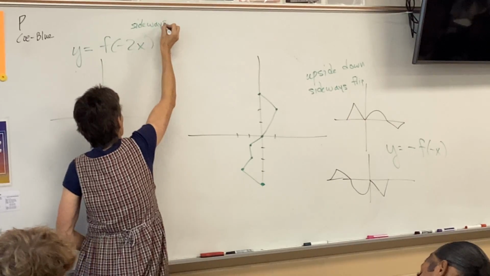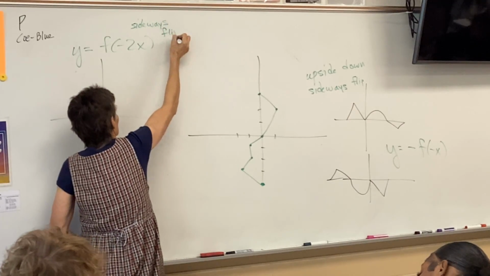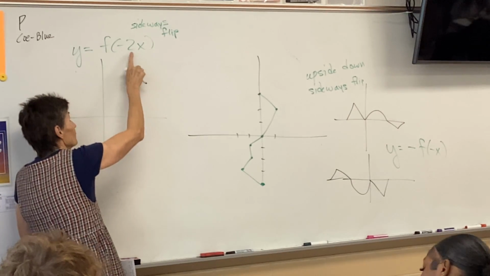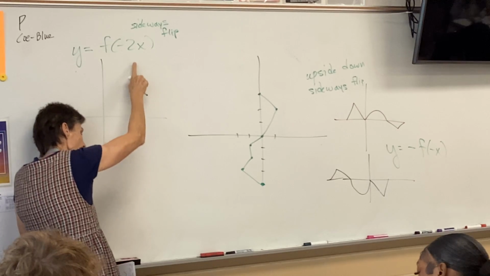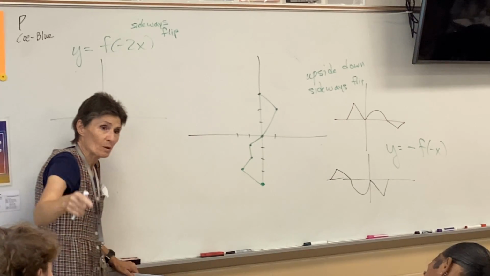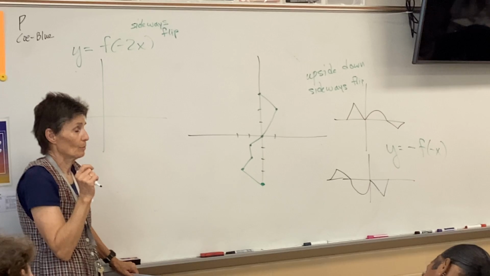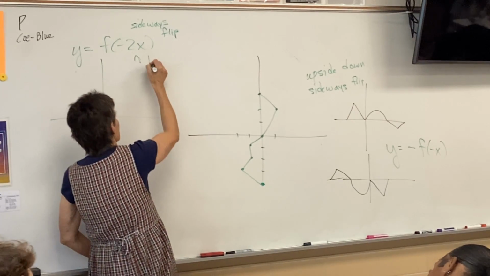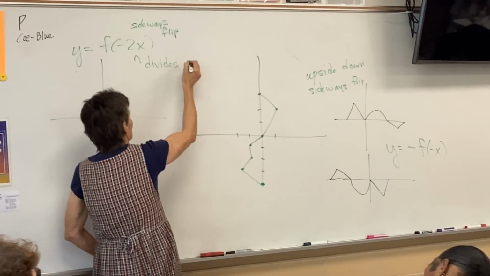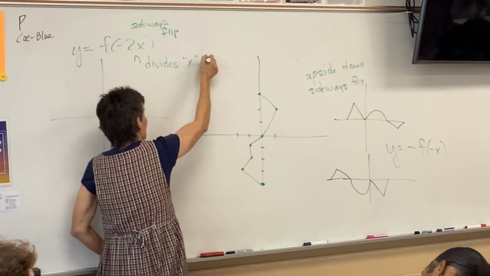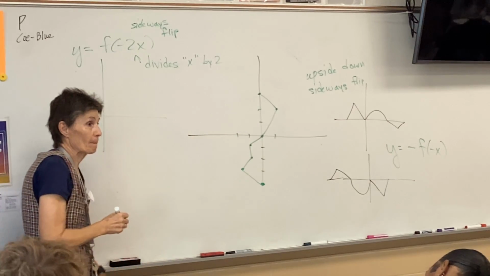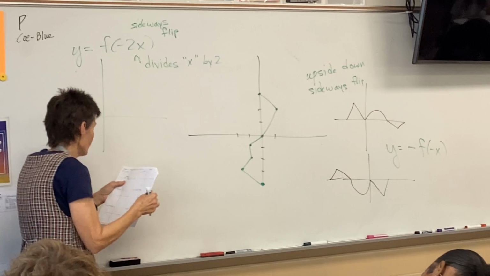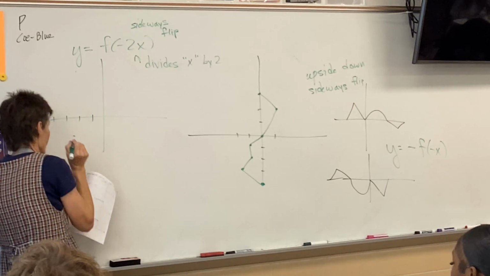And we talked about this yesterday. What does that do? Look back at yesterday's. What does putting a 2 on the X do? Divide by 2, thank you. Divides the width or the X by 2. So, squishes it.